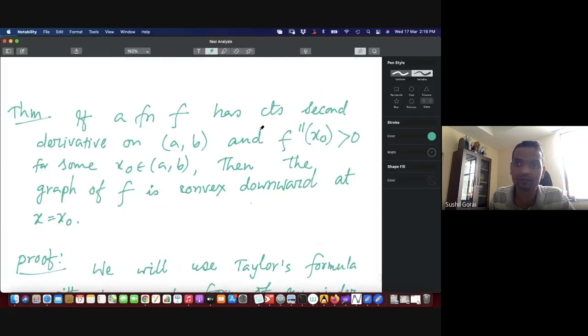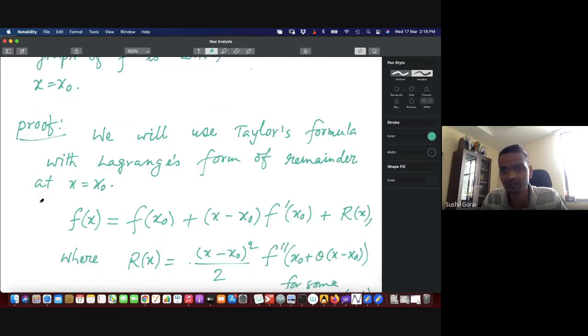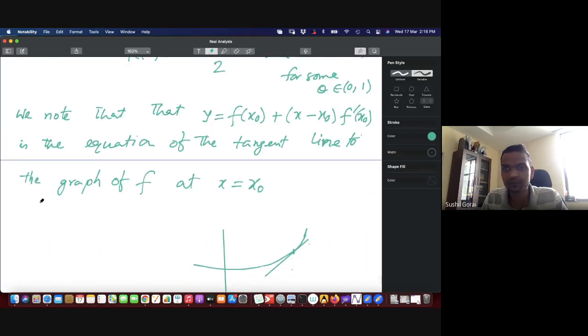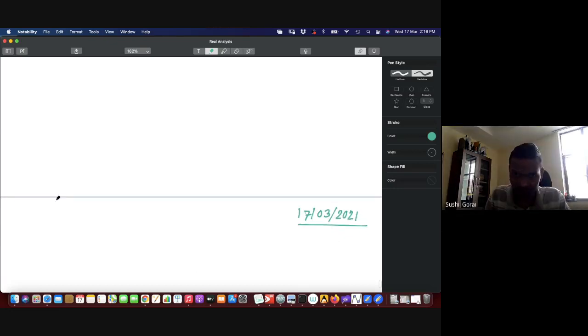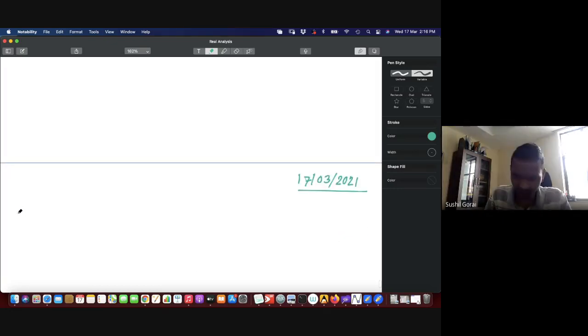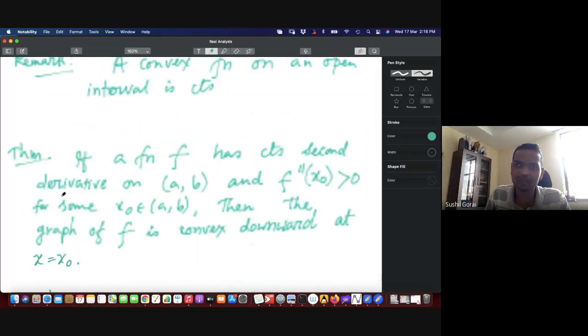See here. So f has continuous second derivative on (a, b) and the double derivative at x naught is greater than 0 for some x naught. Then the graph is convex downward at x equal to x naught. So, a remark here, maybe I should put this theorem. The same proof, almost the same proof. What I want to change is the double derivative being less than 0.